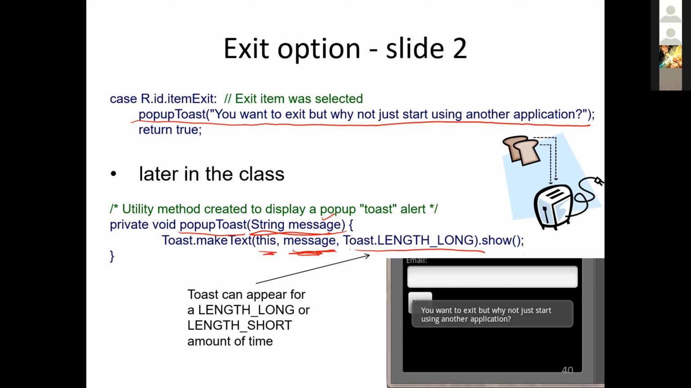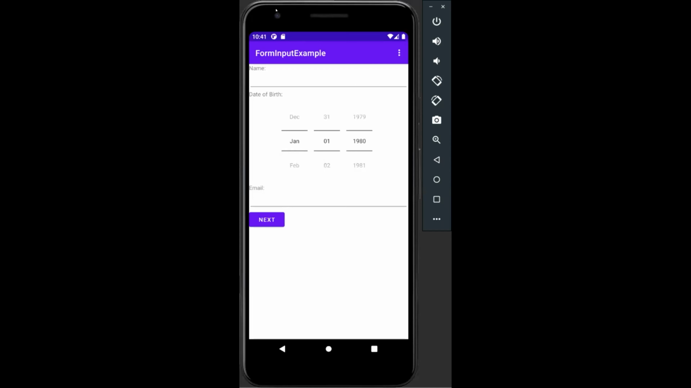Yes, sir, it's working. It is saying you want to exit, but why not just start another application? Oh, yeah. So I want you to share your screen so that you can see that solution. Okay. So you can see. So this is a menu. If I click on exit, it comes over here down. That's a toast message, and that is the way we wanted it created.